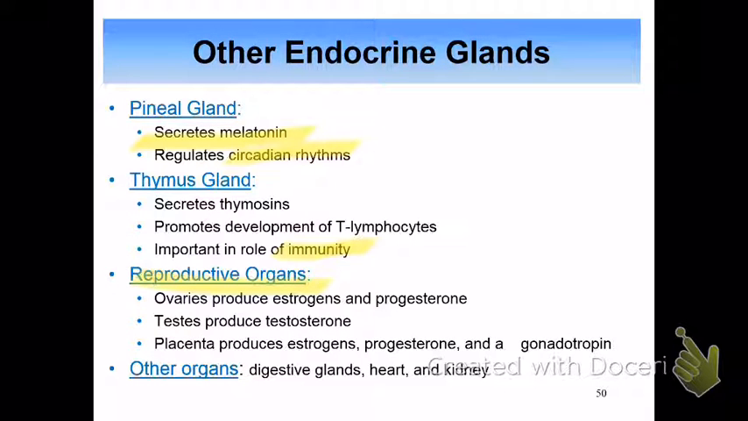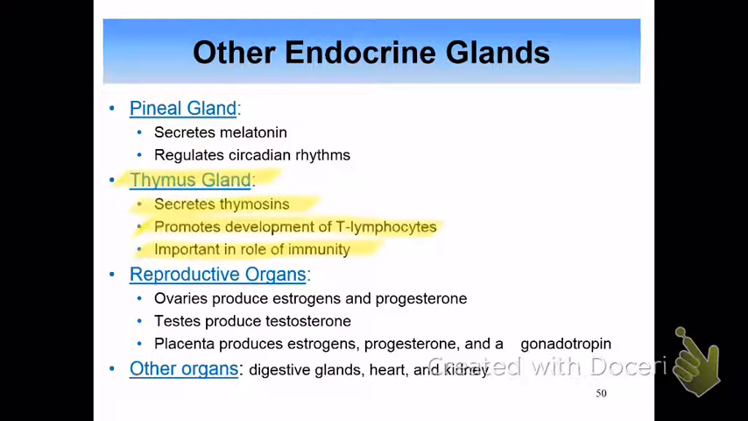Ovaries produce estrogen and progesterone. The testes produce testosterone. And then the placenta, that's what helps feed the baby, right? It produces estrogen, progesterone, and gonadotropin. Make sure you got this one for sure highlighted. We'll really focus on the reproductive organs at the end of the course.